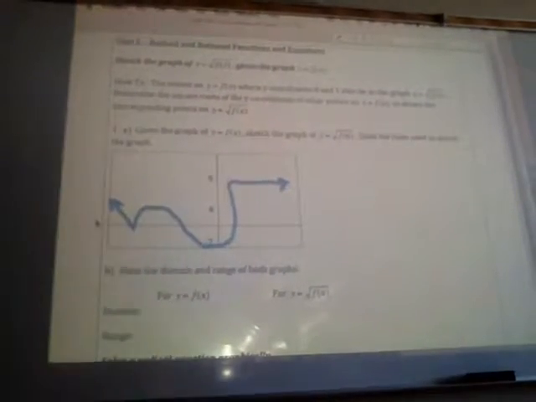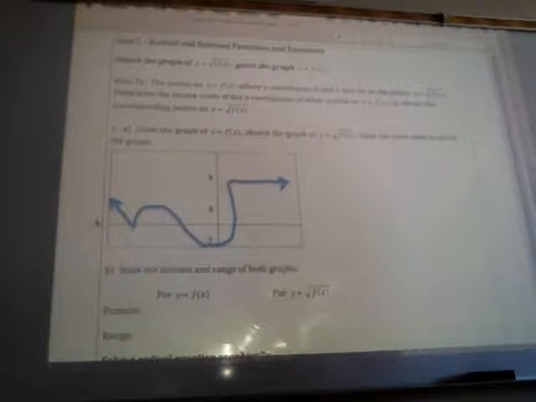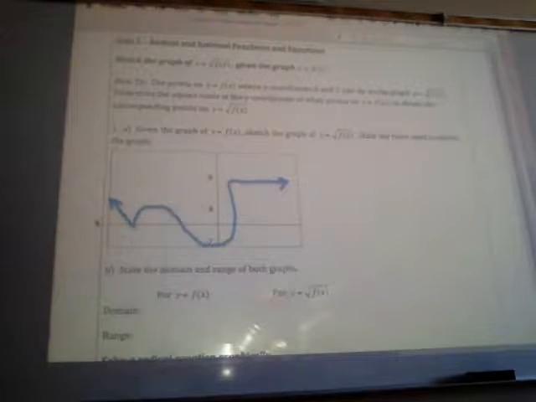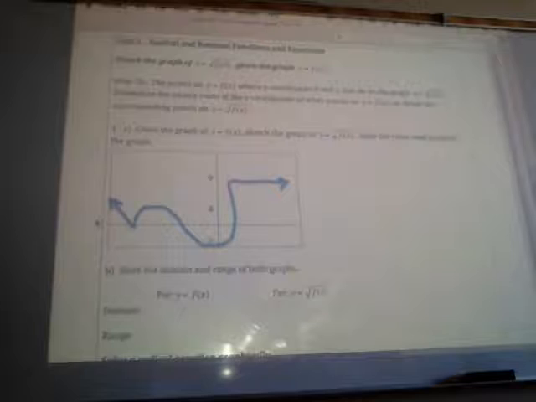Alright, so Unit 5 we looked at radical and rational functions. Basically we figured out how to draw radical functions, we looked at how to transform radical functions, and then we also looked at just the domain and range of rational functions. So we're going to try and get through as much as we can before that bell rings on us.